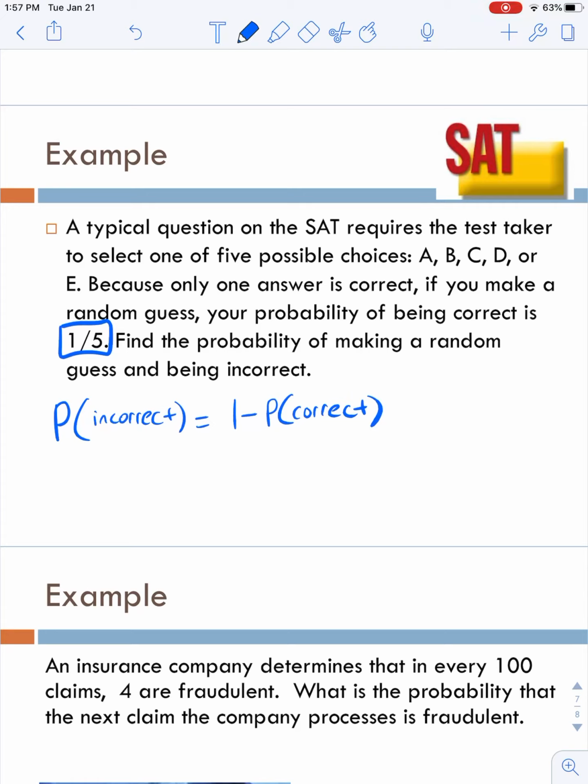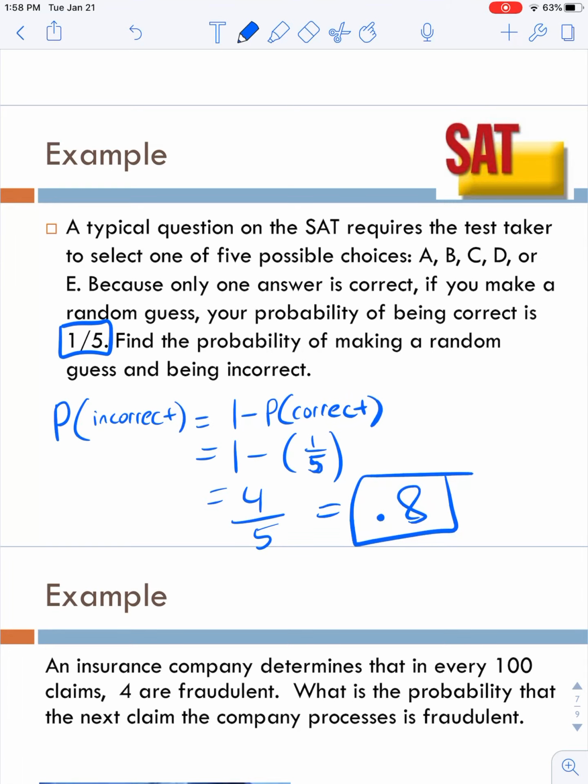So if my probability of being correct is 1 out of 5, the probability of being incorrect is 1 minus 1 out of 5. So that's going to be 4/5, which is equal to 0.8. And again, we always want to switch it to a decimal.